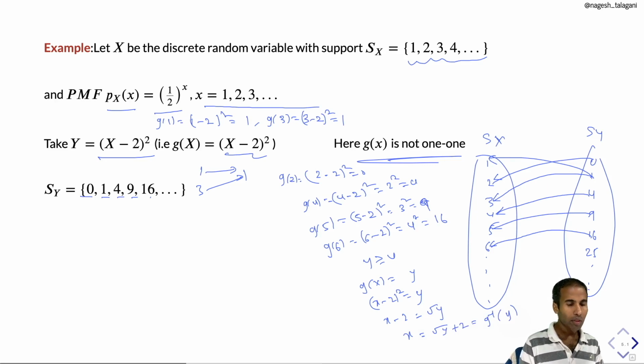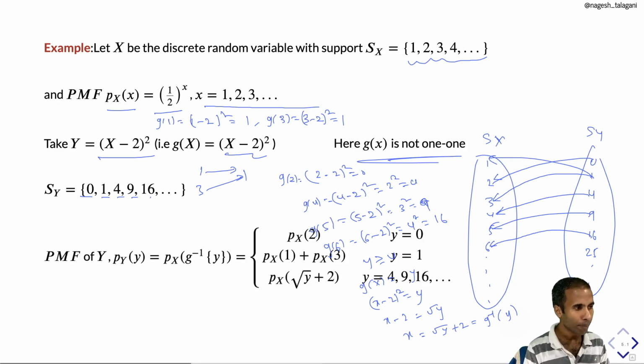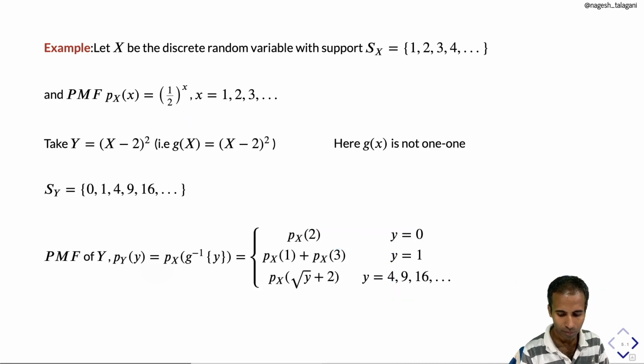Okay. So therefore, now let us write down the PMF of y in terms of the PMF of x. We know that Py of y is what? Let me clear this. Now the PMF of y, Py of y equal to Px of g inverse singleton y.